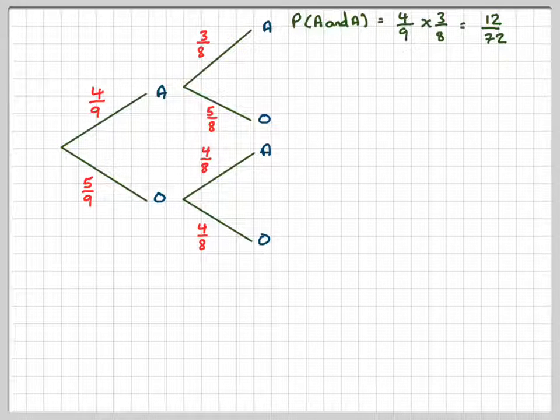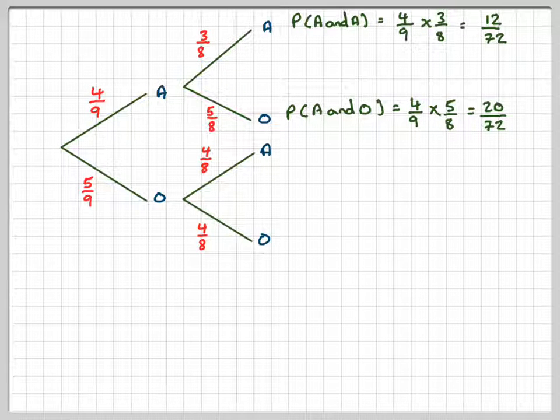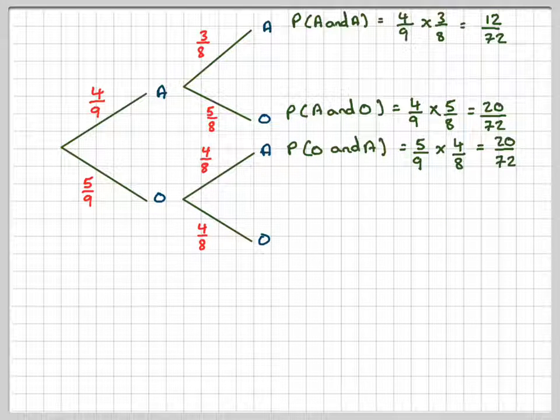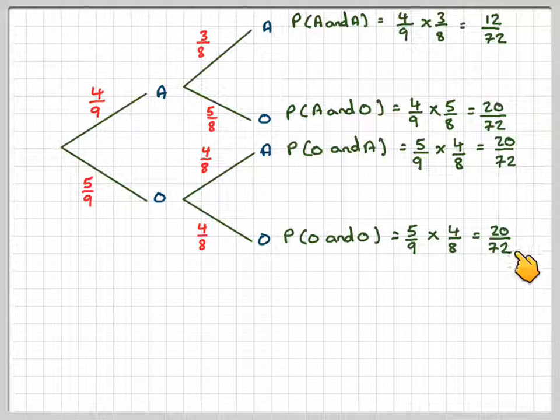Now, it's a good idea to just leave them as they are. Don't try to cancel them down. The probability of an apple and an orange is 4/9 times 5/8, which is 20 out of 72. And the probability of an orange and an apple is 5/9 times 4/8, which again is 20 out of 72. And the probability of an orange and an orange is 5/9 times 4/8, which is 20 out of 72. Now, 20 plus 20 plus 20 plus 12 makes 72 out of 72. So we know we're okay here.